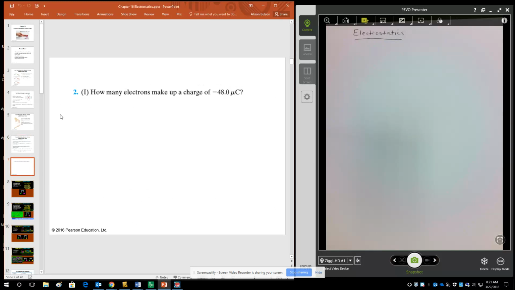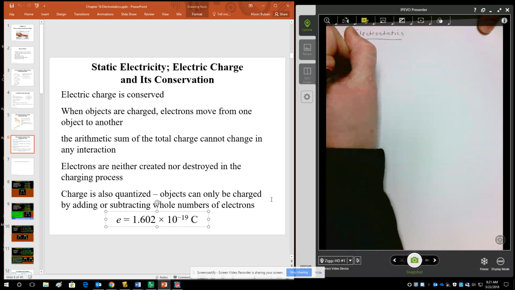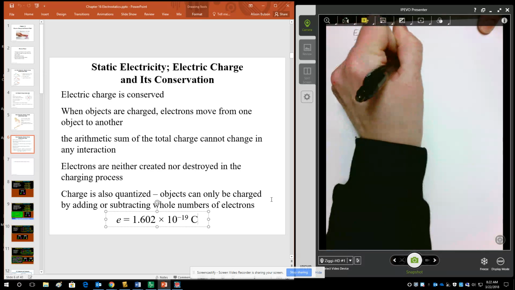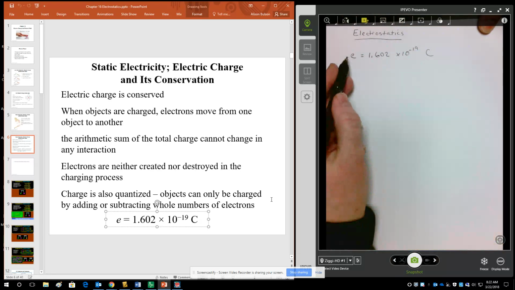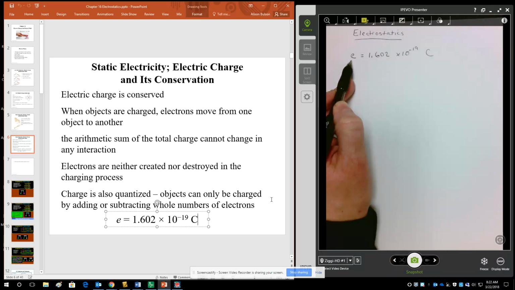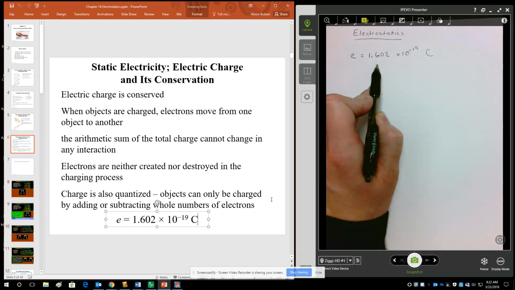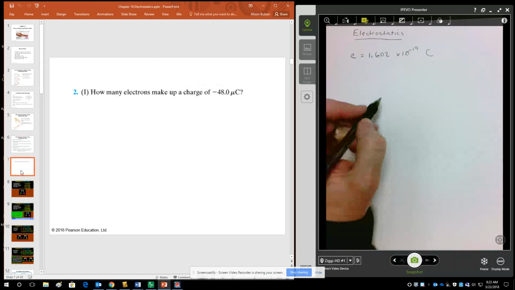So our first example question is, how many electrons make up a charge of negative 48 microcoulombs? So we go back to the idea that a single electron, which I didn't actually say on this slide, has a charge of 1.602 times 10 to the negative 19th. Units of charge are coulombs. We'll talk more about that later. And as I said, electrons and protons have the same amount of charge, so we don't actually say positive or negative. We just use the symbol lowercase e for the fundamental unit of charge on a single electron or proton. So our question again is, how many electrons make up a charge of negative 48 microcoulombs?